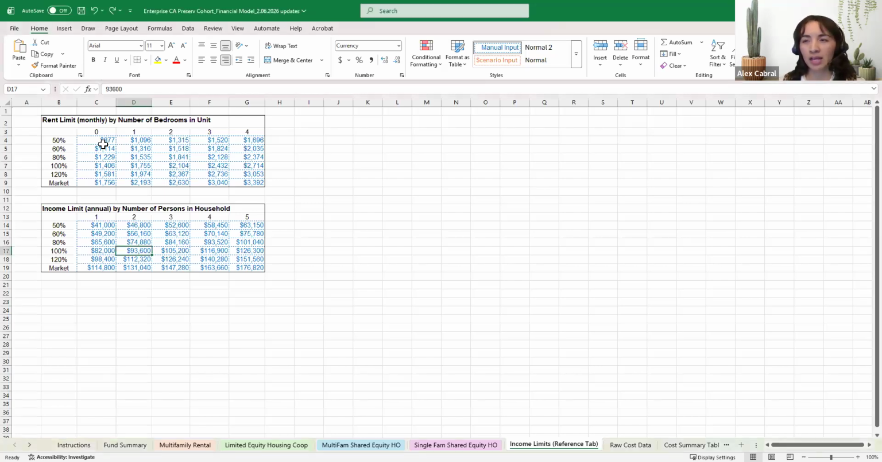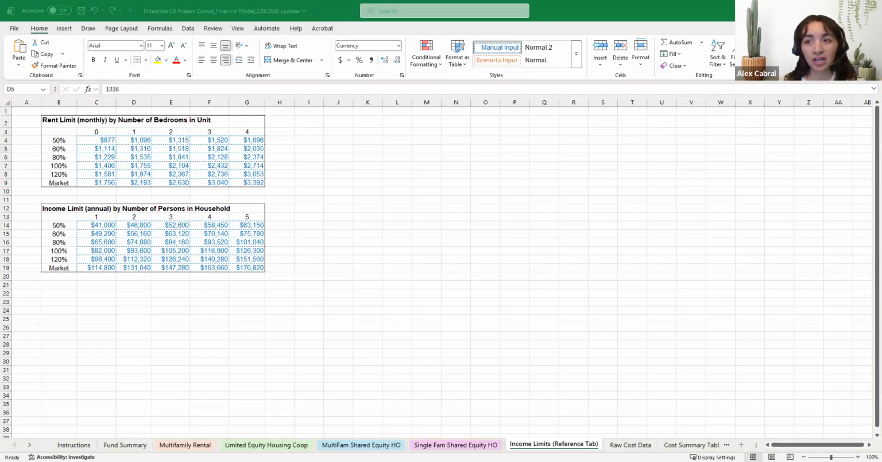I will mention that we ask you to fill these out here, but you will not need to fill out rent limits or income limits in any of the other tabs. These should pull automatically into all other tabs. So every time you are being asked for the rent limit for a one bedroom at 60% AMI, this number here will show up.